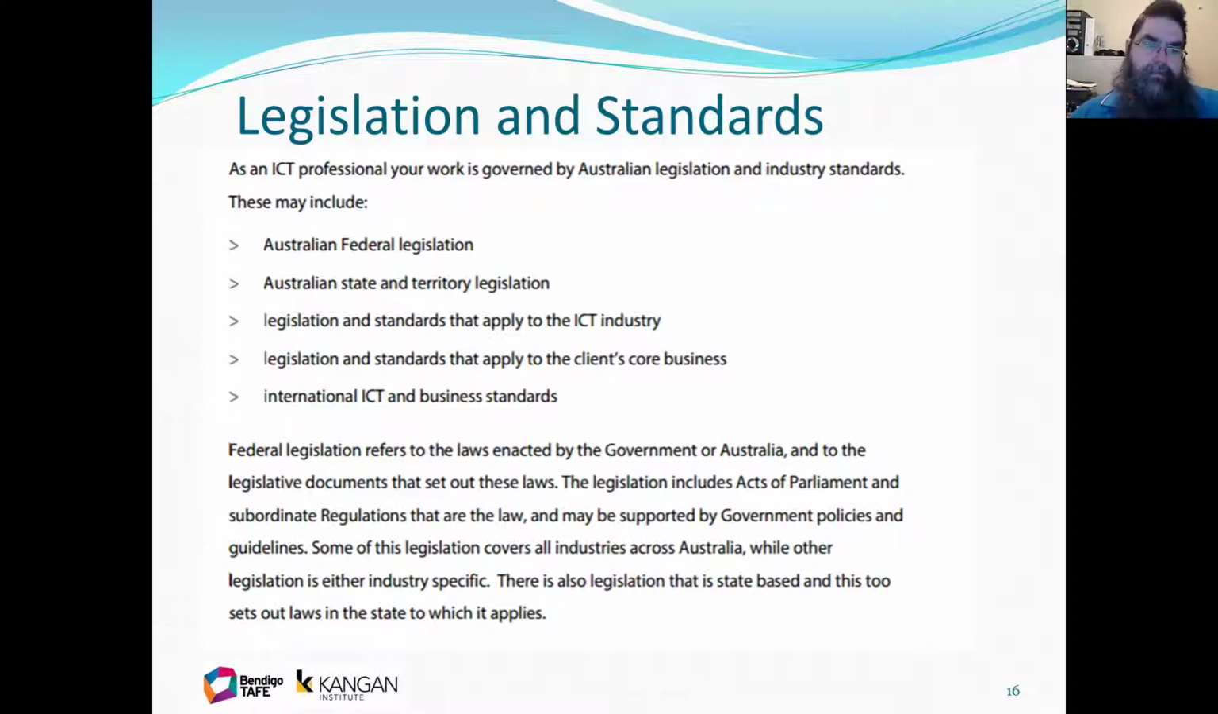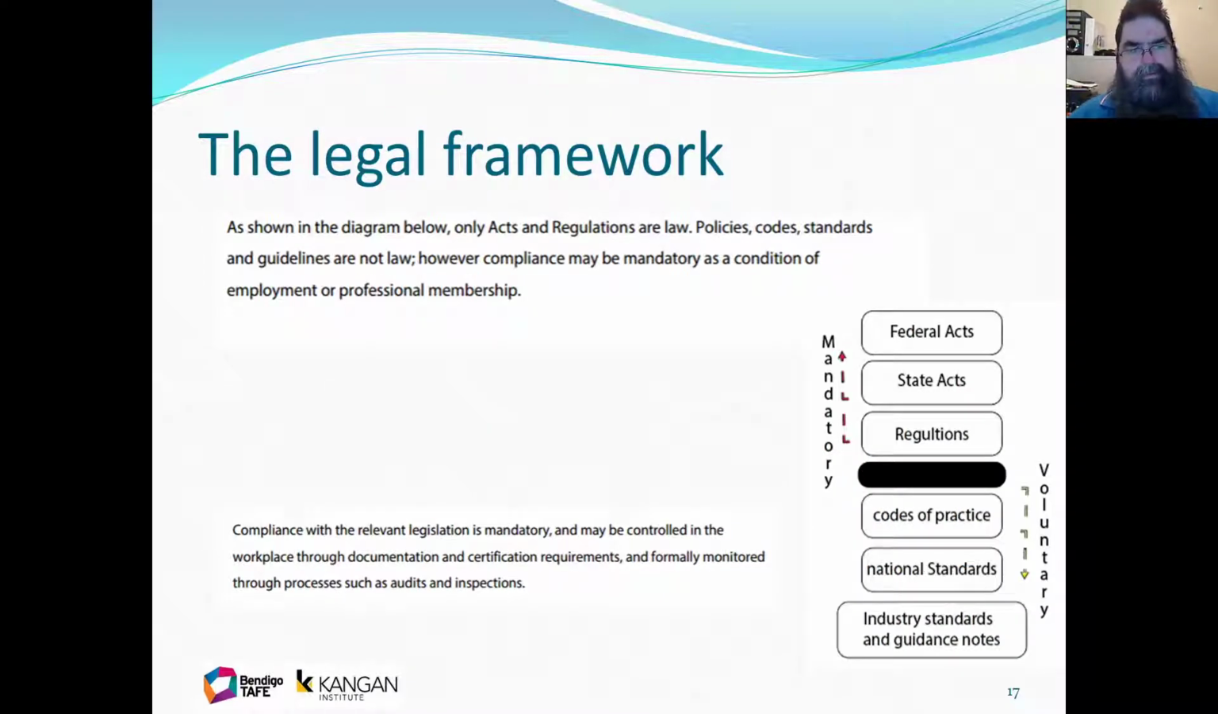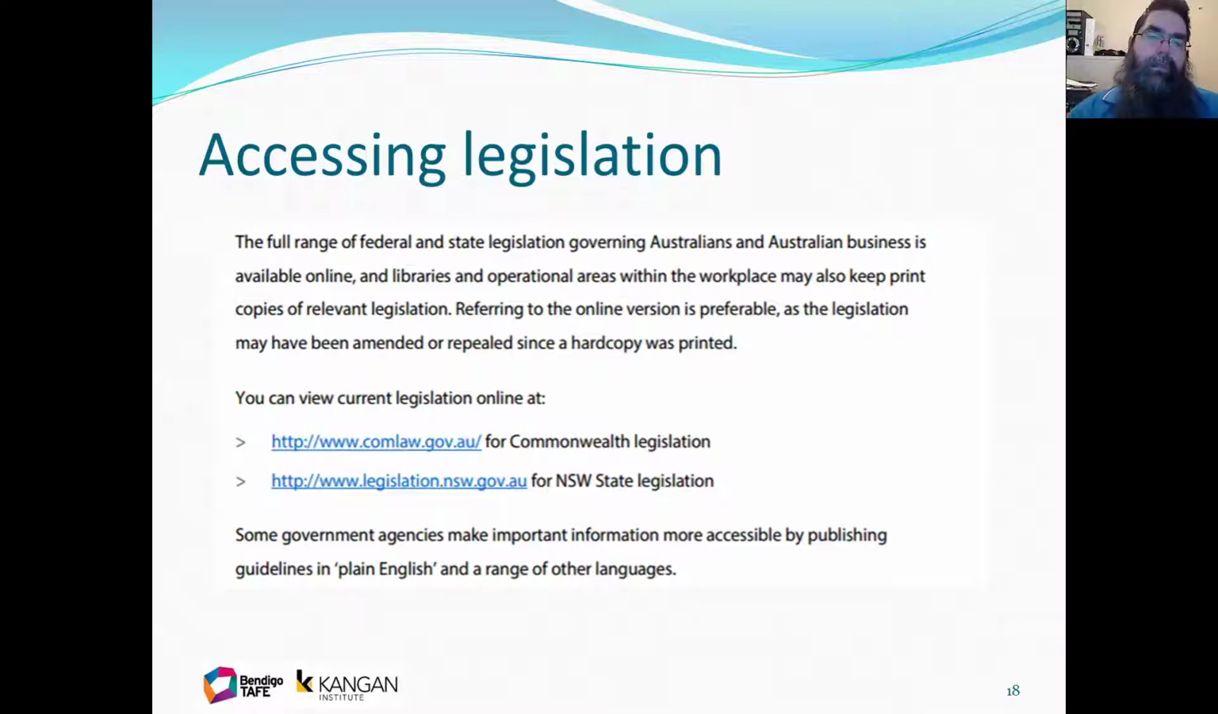So there is Australian federal, state and territory, and there's industry standards and ICT business standards. Now, just to be clear on which ones apply and which ones don't, well, basically federal and state laws and regulations that are enacted by governments are mandatory for you to comply with. Codes of practice, national standards and industry standards are all voluntary. They don't have the Act of law supporting them. They're just best practice and can be used in cases to say, well, the standard is this, why didn't you comply with the standard? So there is that argument.